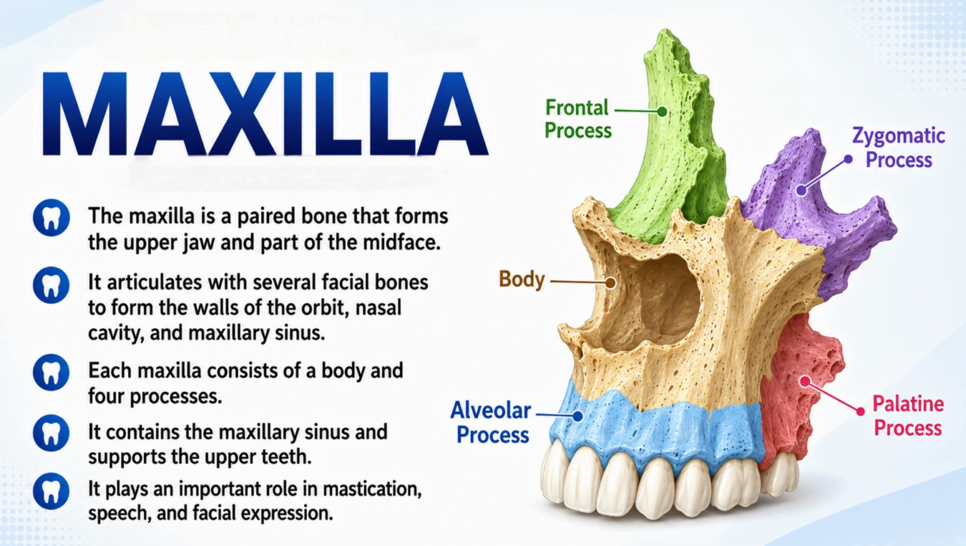Maxilla is a paired bone. Okay, it is not a single bone. It is a paired bone on either side of the face, in the right and left side. It joins to form part of the mid face, especially the nose, mouth, orbit, etc. And it also forms the upper jaw of the mouth.